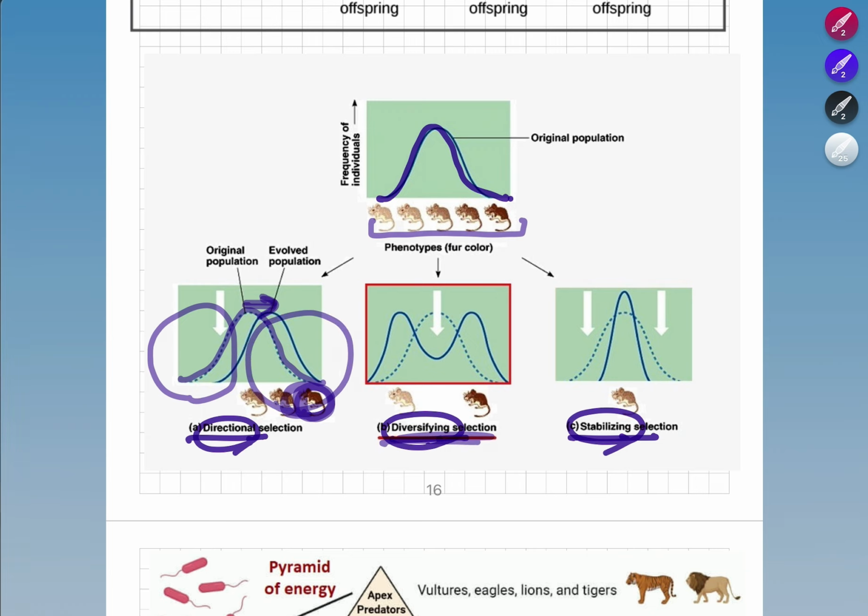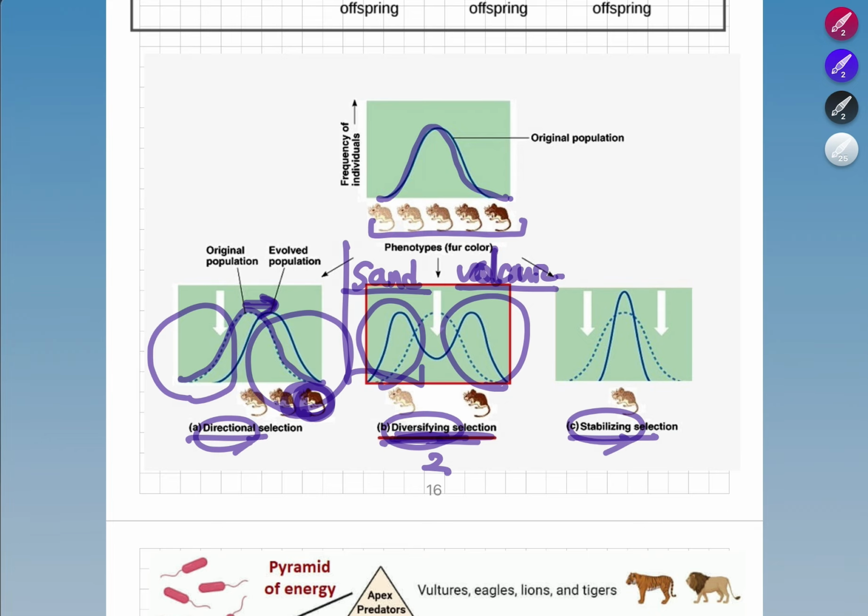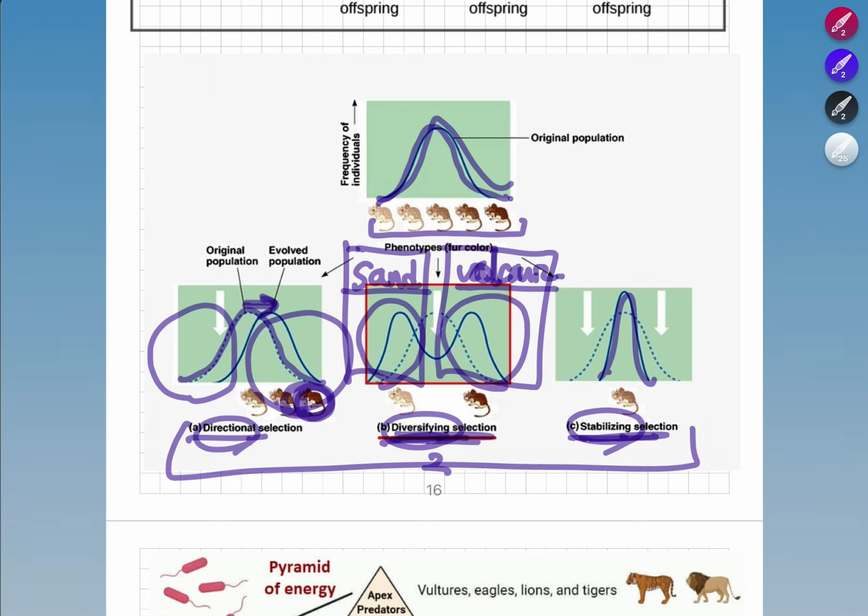Diversifying means that it's either becoming very light or very dark. So for example, if there are two environments, like a sandy environment and a volcanic environment where the ground is dark or white, then the species are going to diversify in order to fit these two specific and distinct environments. And stabilizing is everything becoming average. And all these happen due to external factors and by natural selection.